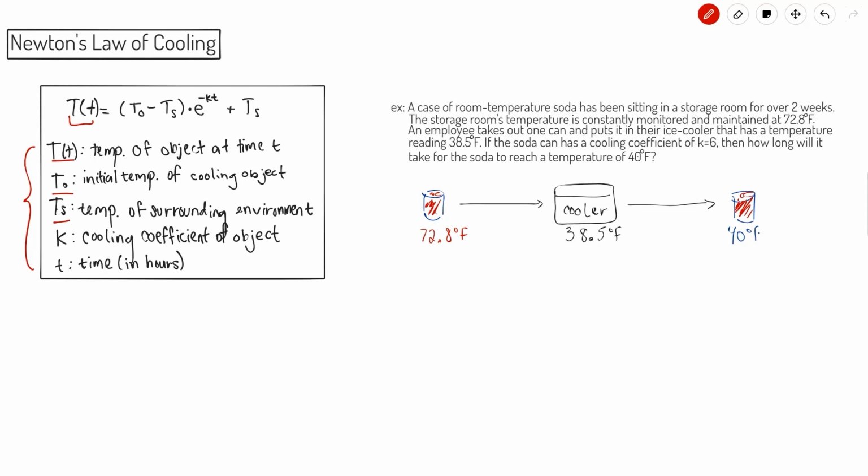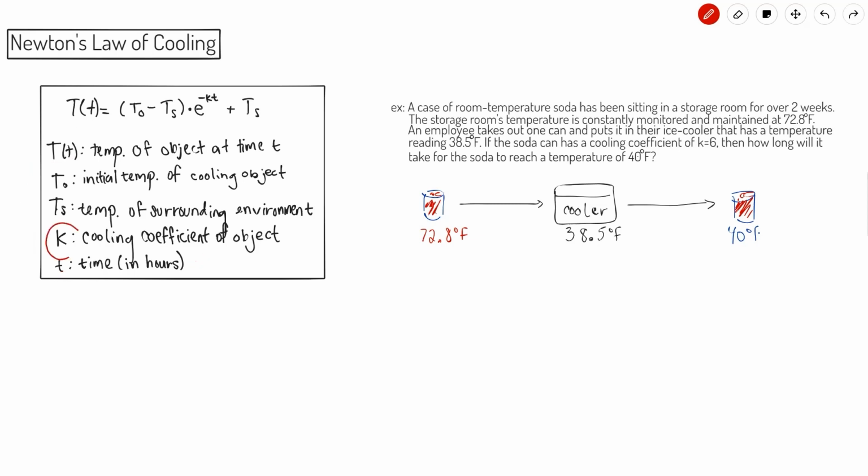So in that case, that would be the temperature of maybe the room that I'm in, or the temperature of the fridge that I'm in, or something like that. Next, we have K. K is a cooling coefficient. It's the cooling coefficient of our object. We'll talk a little bit more about what that is in a second. T is the variable that represents the amount of time that's been spent since the initial time of 0. And note that T is measured in hours.